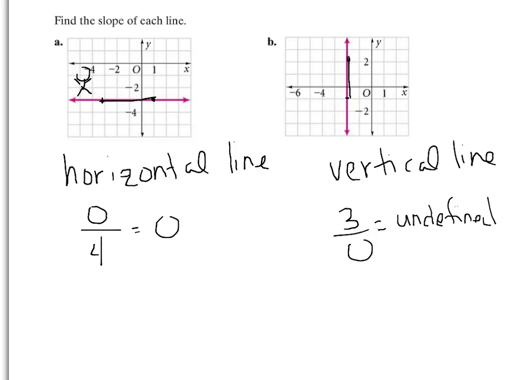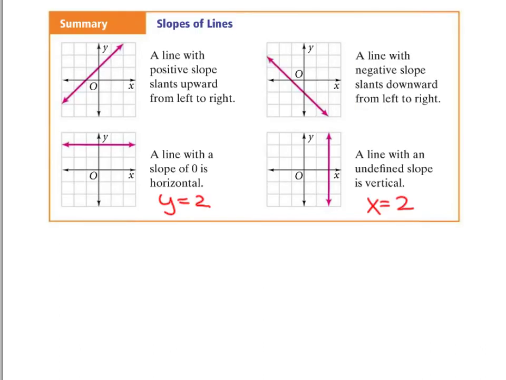In math, we talk about anything that's divided by 0 as undefined. So a vertical line has an undefined slope. A horizontal line has a slope of 0. So as you look at this, it kind of sets you up.